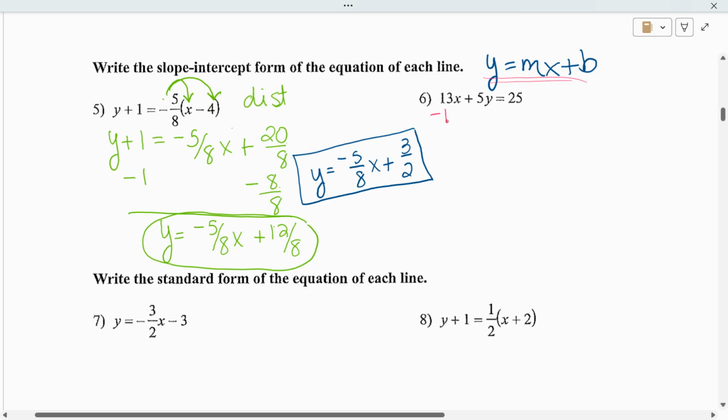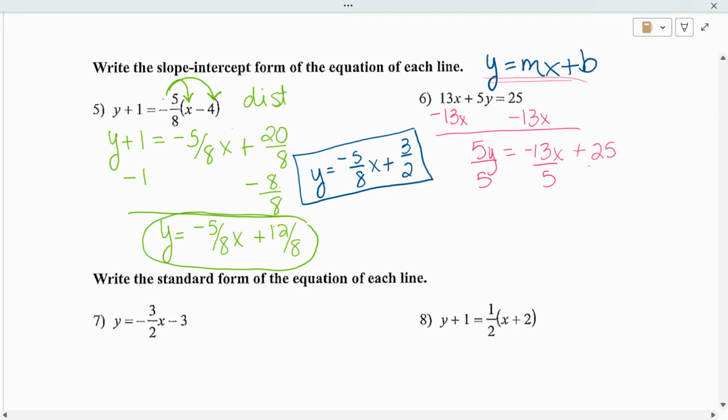The next one, I have to, again, put it in y equals mx plus b form. So the first thing I'm going to do is subtract 13x from both sides. 5y equals negative 13x plus 25. Then I have to divide every single thing by 5.